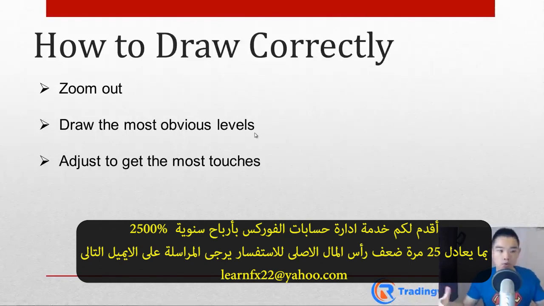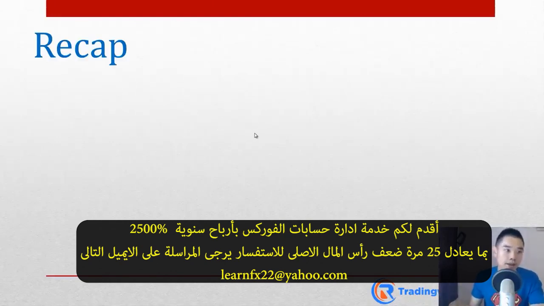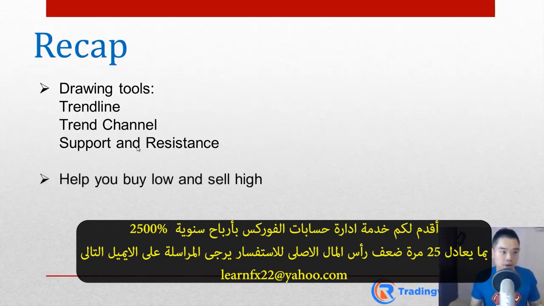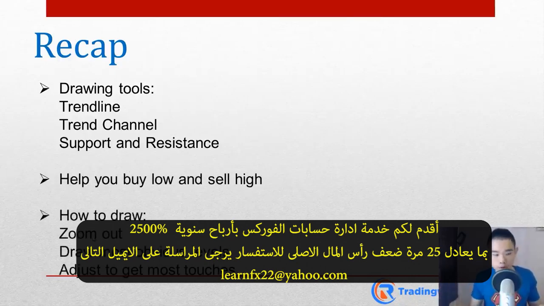Now that you know how to draw your levels correctly, let's do a quick recap. Number 1, drawing tools. You can draw stuff like trend line, trend channel, support and resistance. Those are drawing tools that you can draw on your charts. It helps you to identify what is low, what is high, so you can buy low, sell high in the markets. How to draw? Just zoom out your charts, draw the most obvious levels and adjust to get the most number of touches. The concept is the same whether you're drawing support, resistance, trend line, or trend channel.